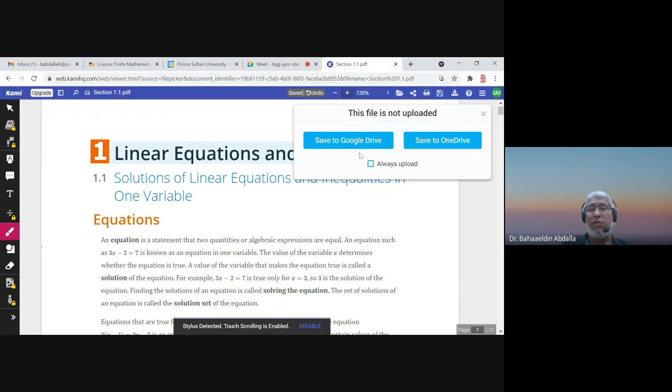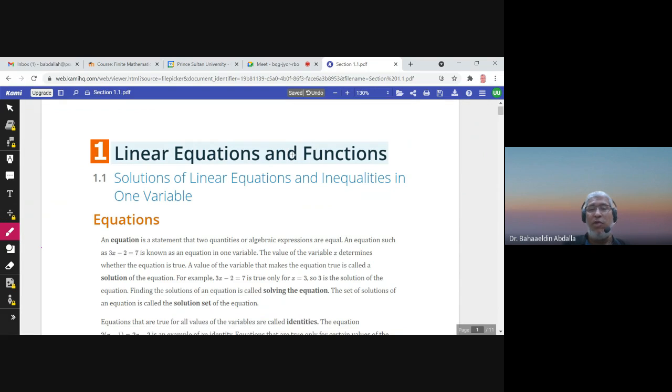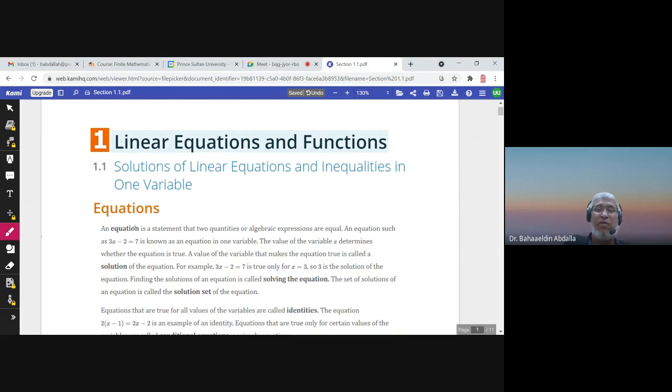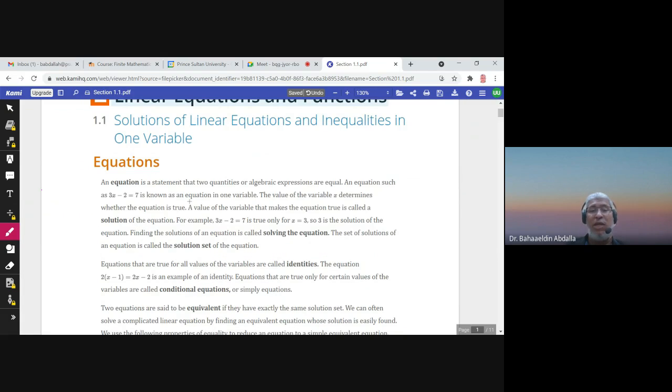This is chapter 1, linear equations and functions, and we will start with section 1.1, solutions of linear equations and inequalities in one variable. Let us start by defining an equation. An equation is a statement that two quantities or algebraic expressions are equal. So you have the equal sign and two quantities.